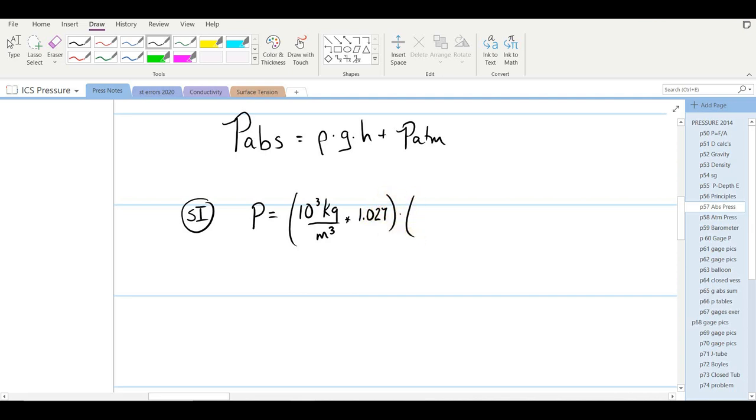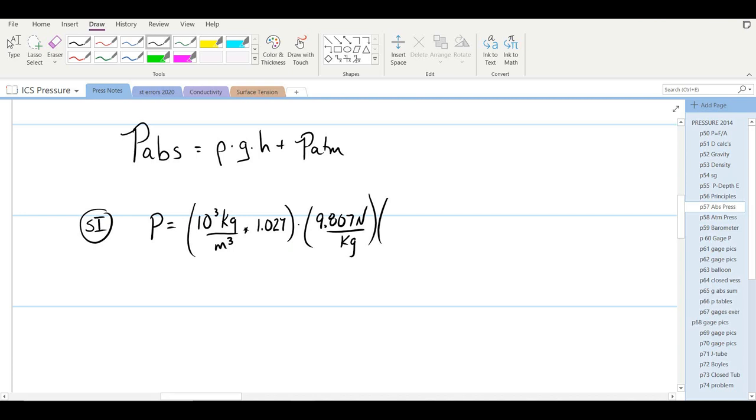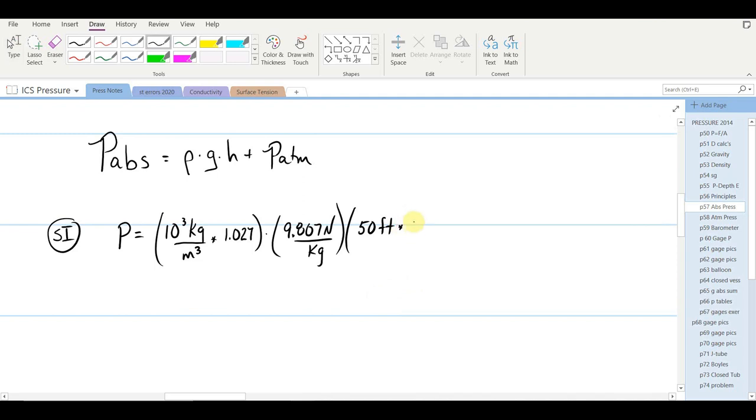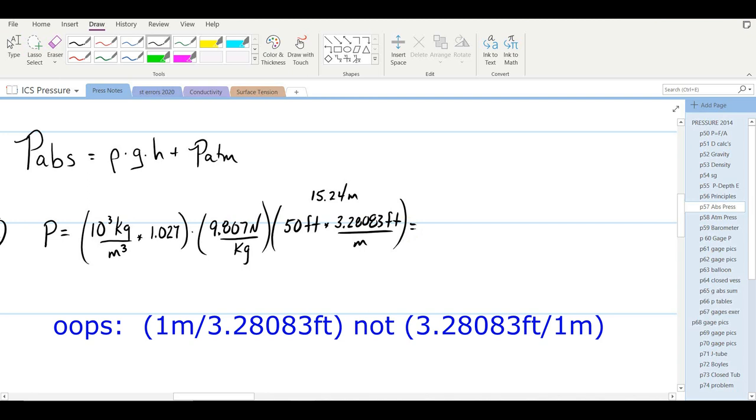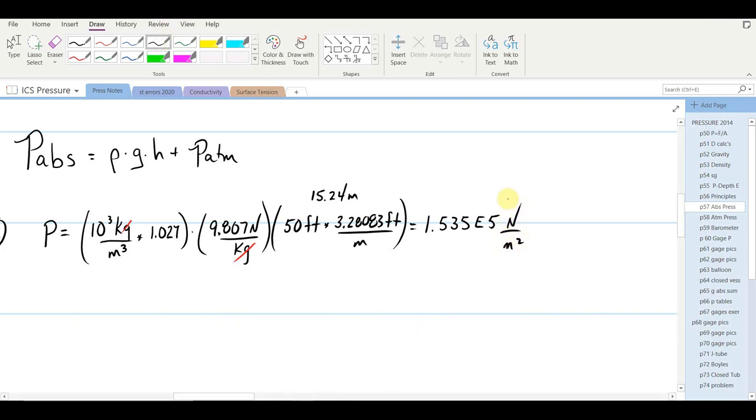The gravitational constant in the SI system is 9.807 newtons per kilogram. And the height we're given was 50 feet, or the depth. We need that in meters, so that's 3.28083 feet per meter. And that works out to be 15.24 meters. Right, so for this I get 1.535 times 10 to the 5, and the units will be newtons per square meter, which is pressure, right? Or pascals.